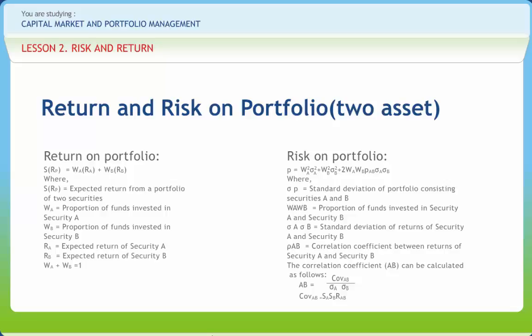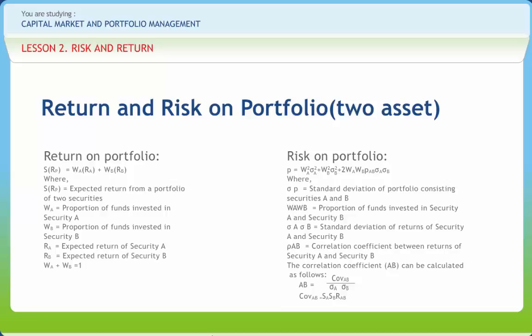Sigma P squared equals WA squared into sigma A squared plus WB squared into sigma B squared plus 2 into WA into WB into rho AB into sigma A into sigma B, where sigma P equals standard deviation of portfolio consisting of securities A and B. WA and WB equal proportion of funds invested in security A and security B. Sigma A and sigma B equal standard deviation of returns of security A and security B. Rho AB equals correlation coefficient between returns of security A and security B.